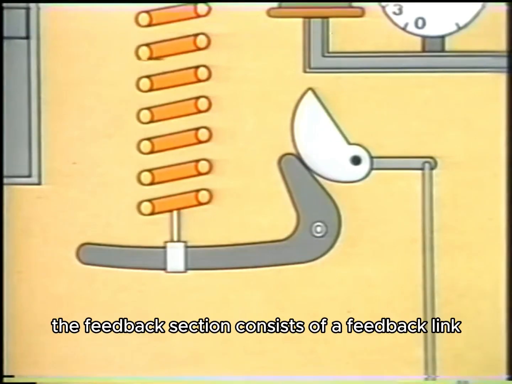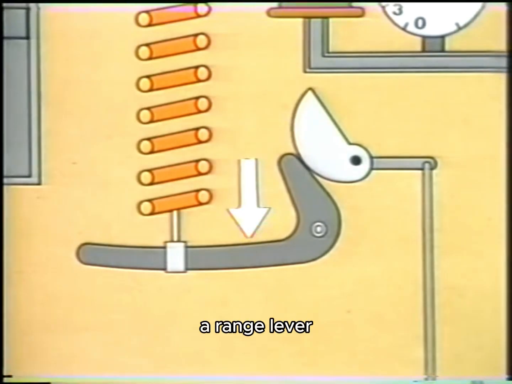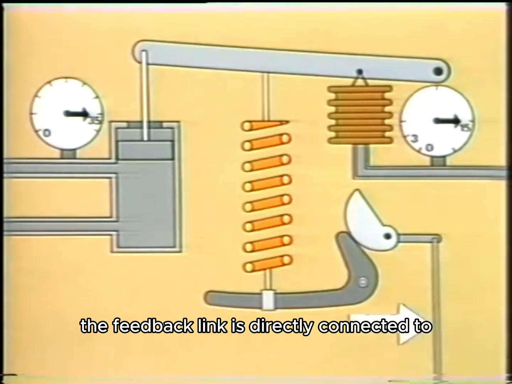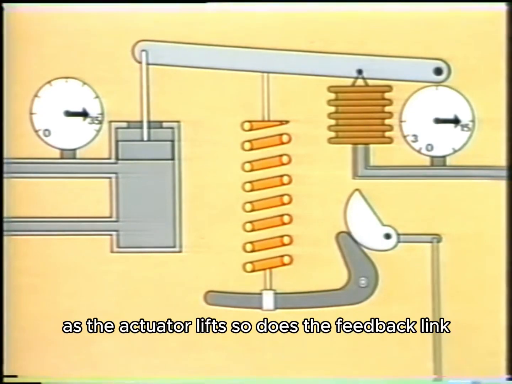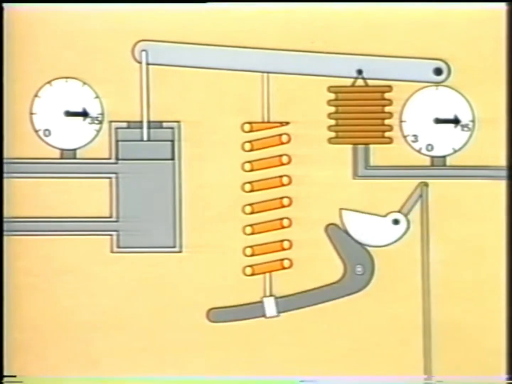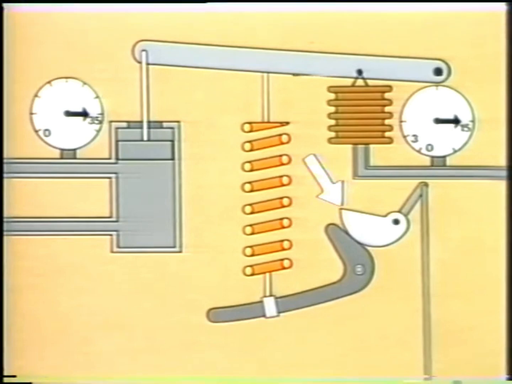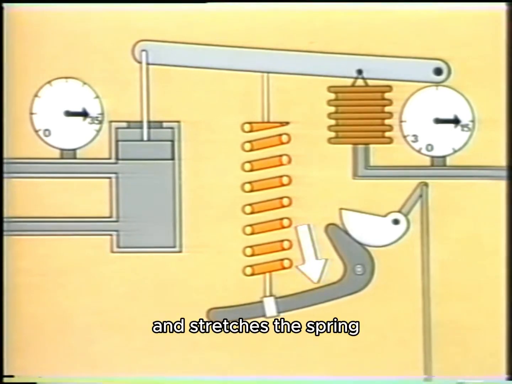The feedback section consists of a feedback link, a cam, a range lever, and a spring. The feedback link is directly connected to the actuator stem. As the actuator lifts, so does the feedback link. Moving the feedback link rotates the cam, which depresses the range lever and stretches the spring.